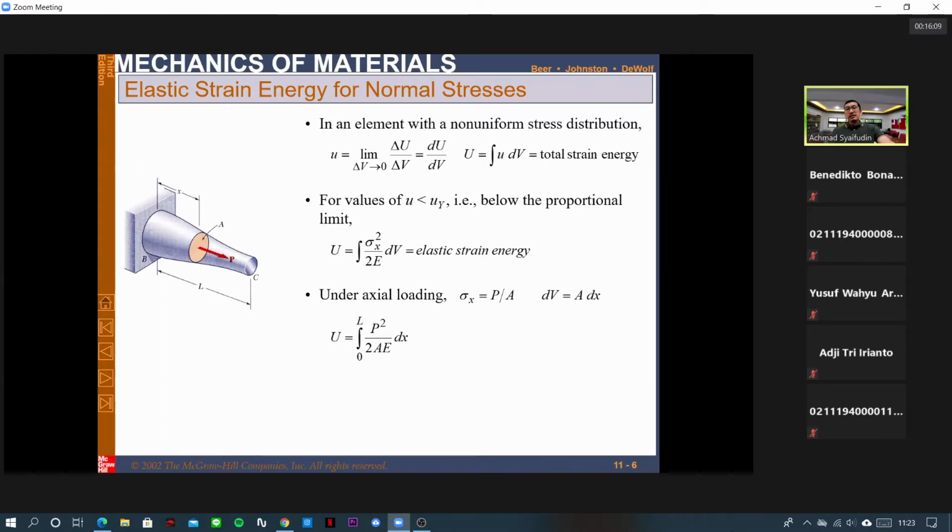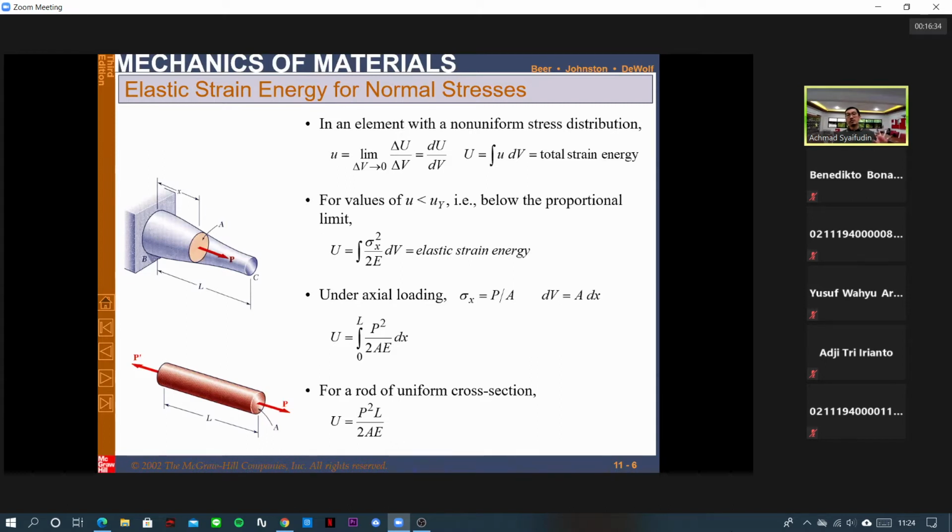Yeah, this slide covers deformation types under axial loading. As I said before, the strain energy can be used to analyze many types of loading, the deformation under many types of loading. One of them is axial loading.